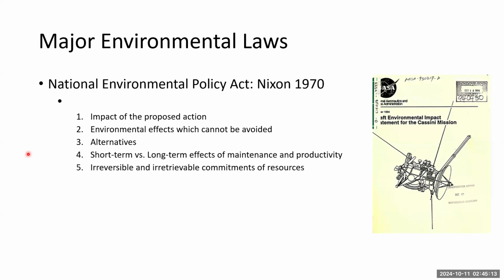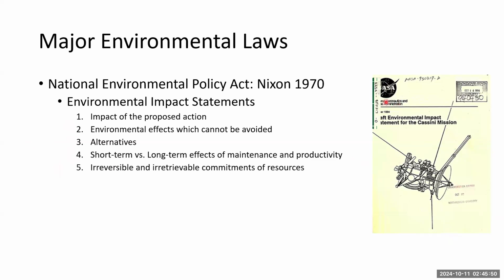So the NEPA also states that everything that the federal government does, and anybody who works for the federal government, anything you do needs an environmental impact statement. How is the action you're about to undertake going to affect the environment? And typical environmental impact statements have 5 parts: impact of the proposed action, the environmental effects which cannot be avoided. Are there any alternatives? Are you going to use those alternatives? Are you not? Why are you going to not? What are the short-term and long-term effects of maintenance, and any irreversible or irretrievable commitments of resources?